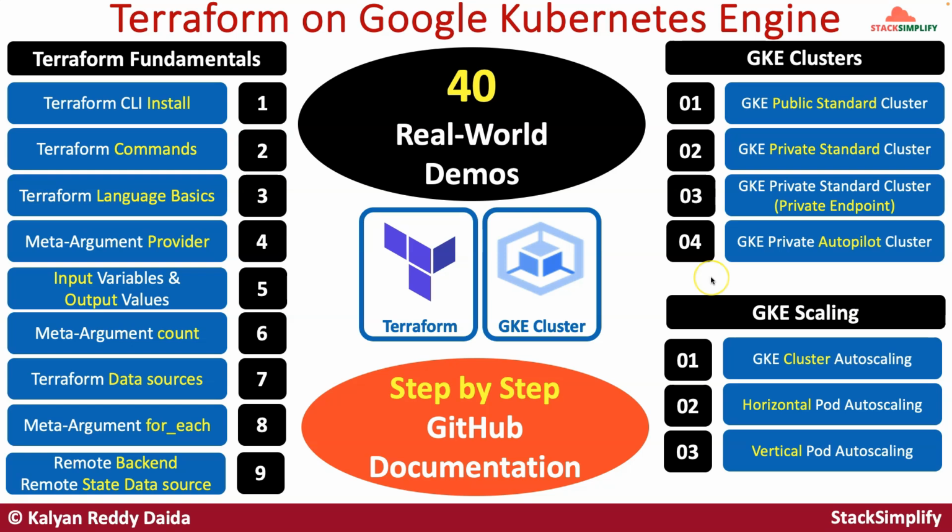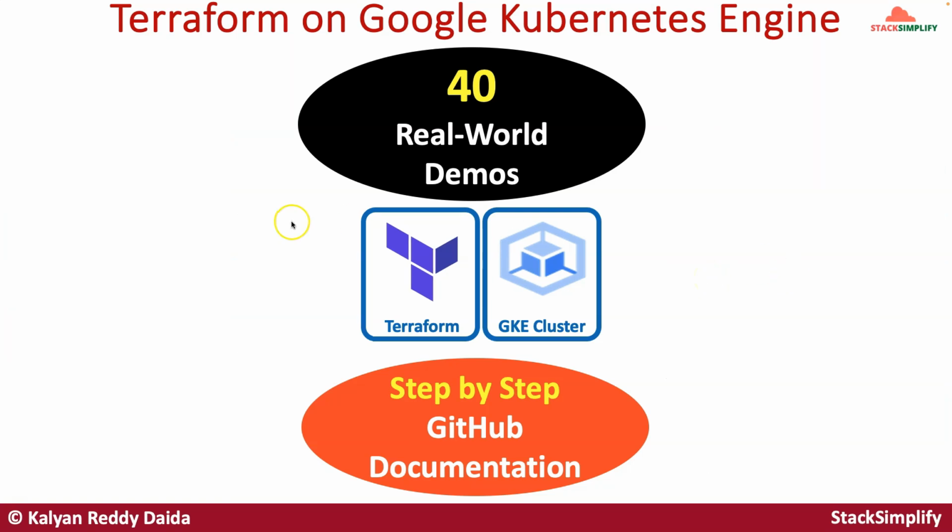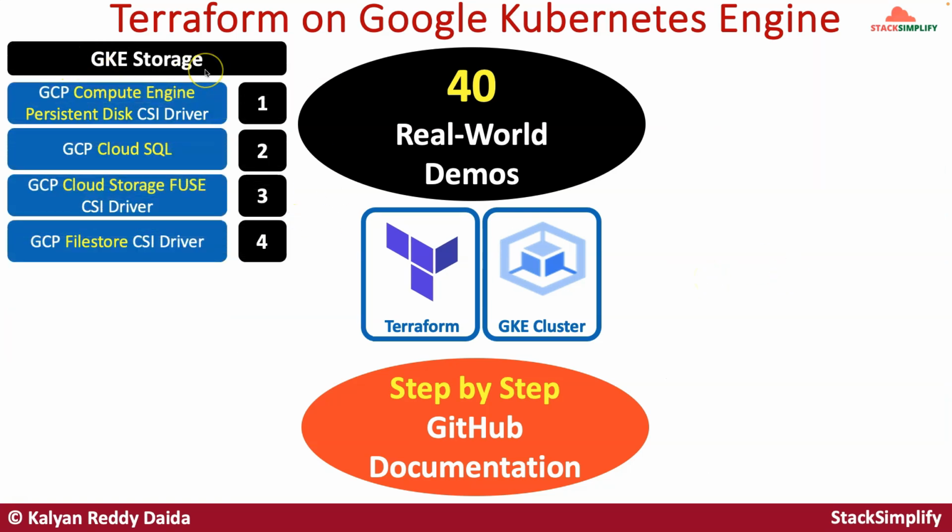Once we complete the GKE scaling, we will focus on learning about GKE storage. For GKE storage, we learn about 4 types of storage. One is the Compute Engine Persistent Disk CSI driver, wherein we mount the Google Compute Engine Persistent Disk to our workloads running on Kubernetes clusters. We are going to implement that both using YAML manifest and Terraform manifest.